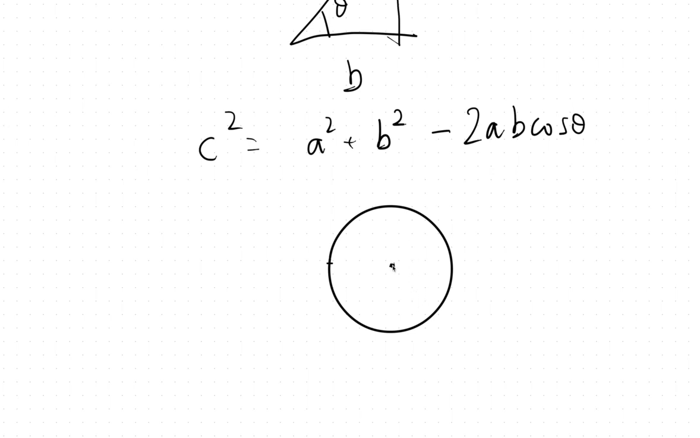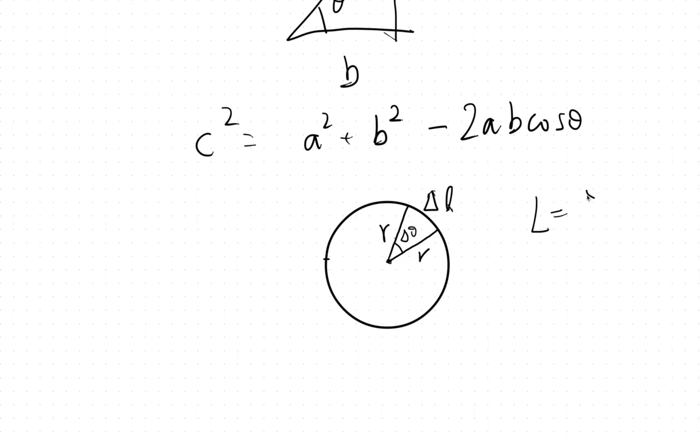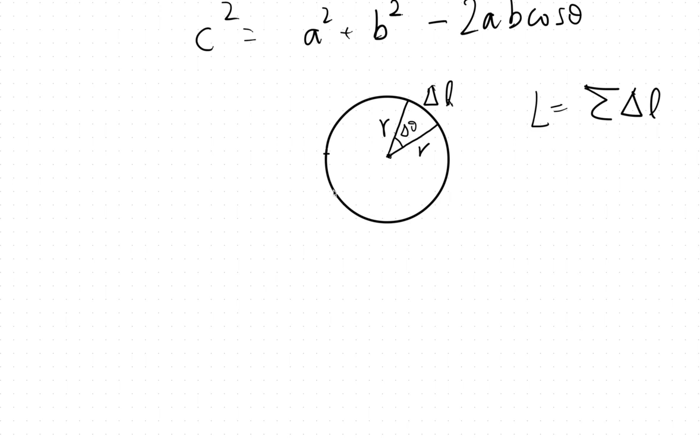Okay, now let me take any arbitrary sector of the circle, and this one subtends the angle delta theta, and this distance is r, this distance is r, and let's call this length delta L. And now we know that total length is equal to sigma of delta L. Now by using the cos formula, well, we can use the cos formula on the circle over here, because we are assuming that delta theta is equal to d theta and delta L is equal to dl.